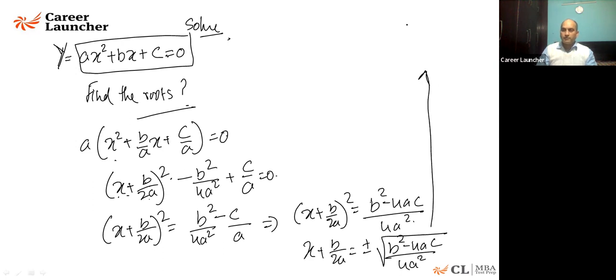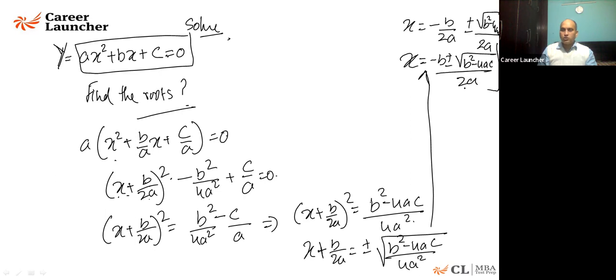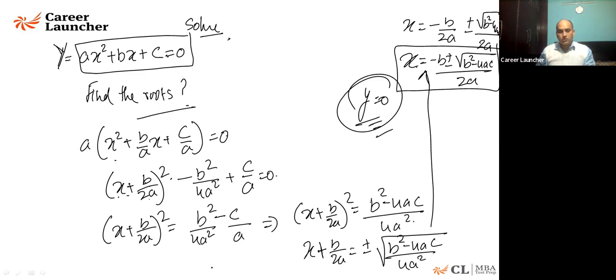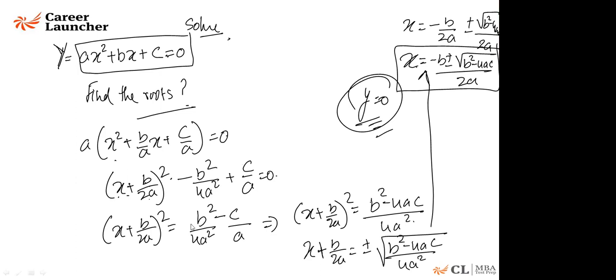Final point I'm writing here. x is equal to what? Plus b by 2a goes to the right hand side, I'll say minus b by 2a, plus minus root of b square minus 4ac upon 4a square, which is 2a. Or I can say x is minus b plus minus root of b square minus 4ac upon 2a, which is going to give me the roots. At x equal to these values, y comes out to be 0. These are your roots. These are your answers. Please ask if there is a question. I'm listening. Take your time.